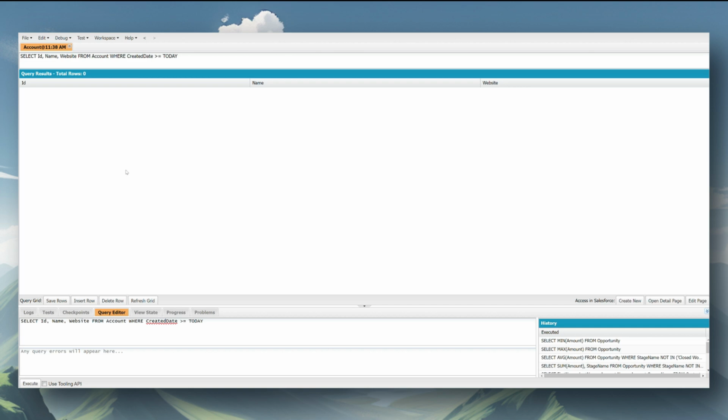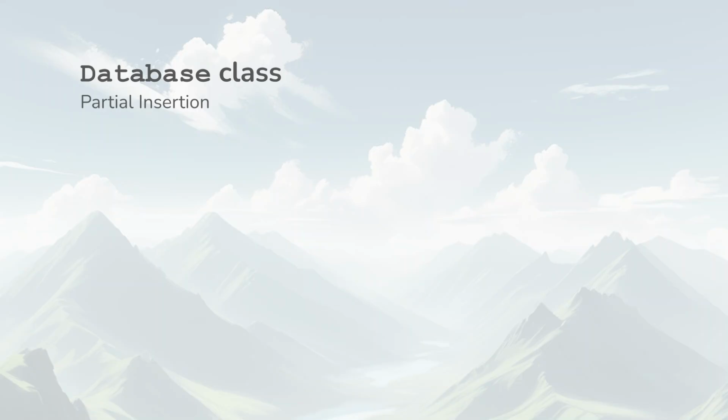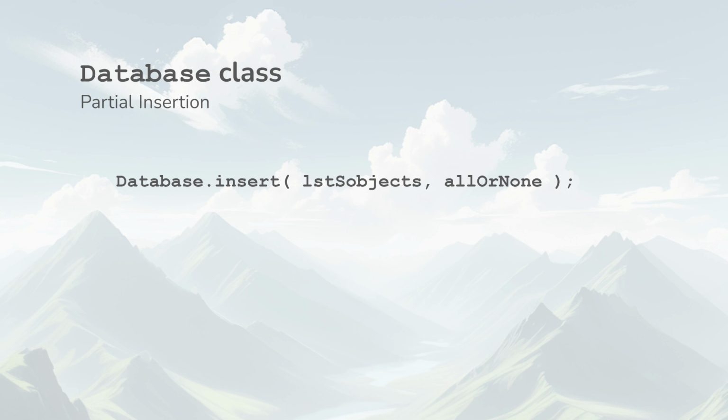Now, ideally, the first two records that did not have any such exceptions should have gotten inserted into the database successfully. This is called partial success, which means that even if some of the records in the list fail, the rest of the records should get inserted. Now, if we want to implement the partial success insertion, we can use the Database.insert method here.